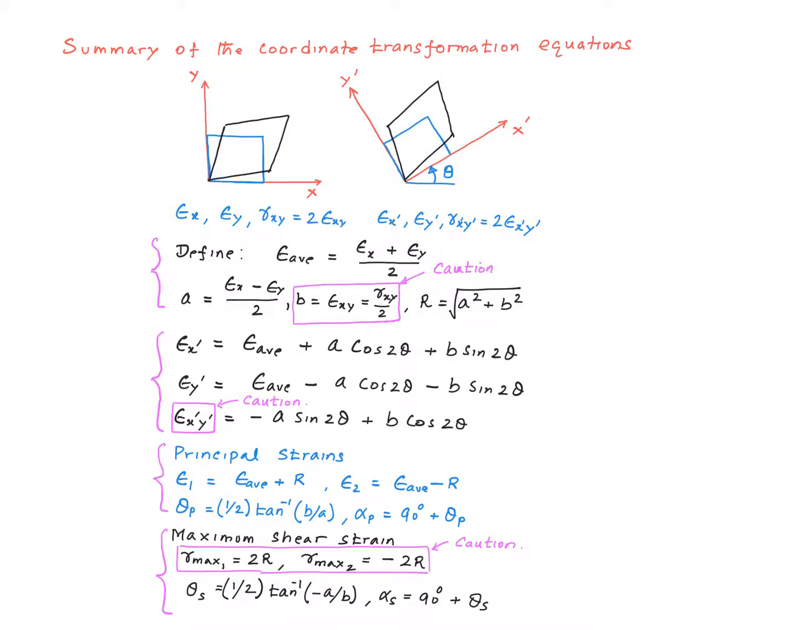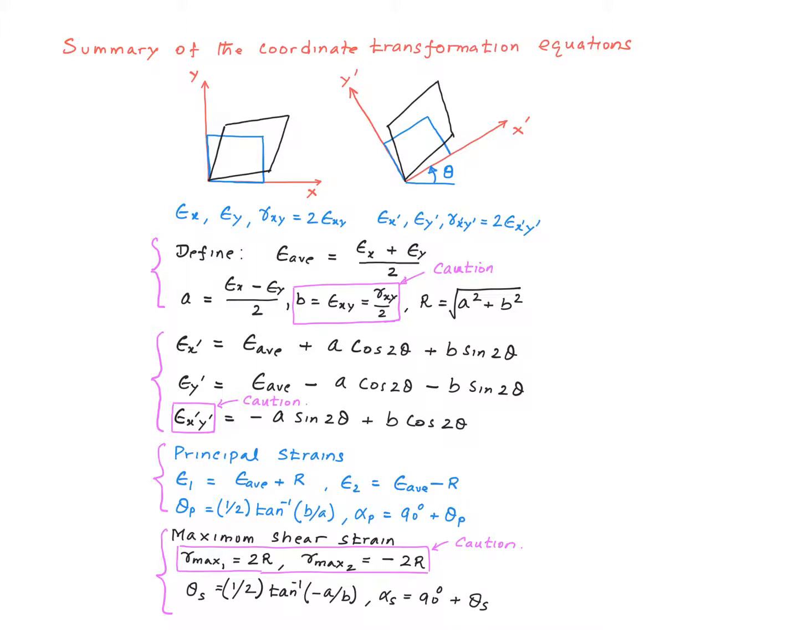First, you define these parameters: epsilon average, little a, little b, and capital R by these equations. We have a little cautionary note here that in defining little b, we want to use epsilon xy, not gamma xy. Alright, so epsilon xy is gamma xy over 2. Once we define this parameter, then we simply use these three equations to find epsilon x prime, epsilon y prime, and epsilon x prime y prime, which are the components for the strain with respect to this rotated coordinate system. And this will help us answer the first part of the question.